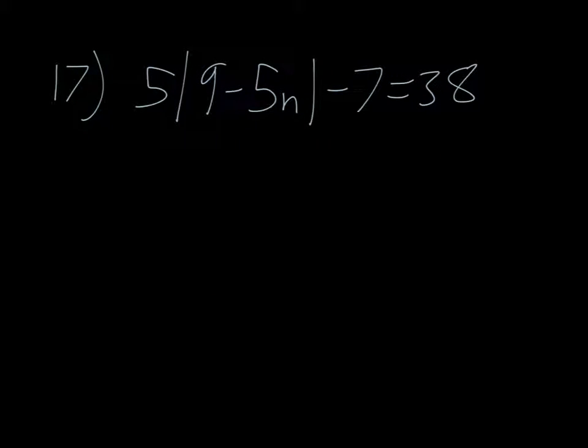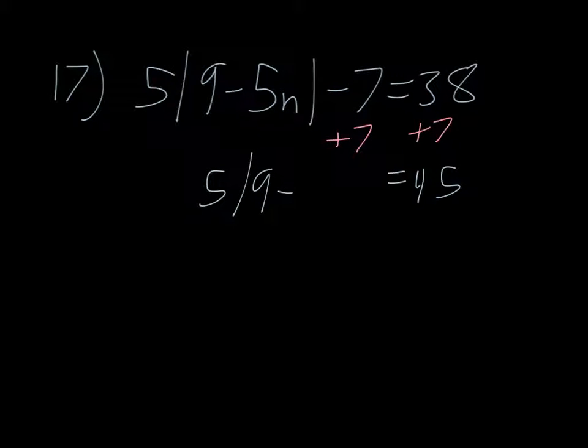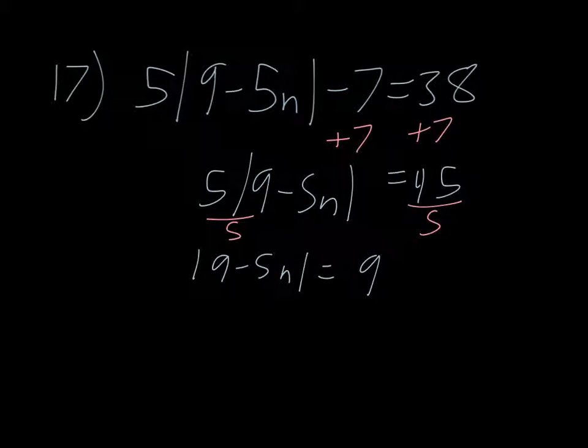Okay, this one we need to get the absolute value bars by itself. I'm going to add 7 to both sides. That gives me 45. Bring everything else down. Now I'm going to divide by 5. And that's going to give me the absolute value of 9 minus 5n is equal to 9. And now this is the part where it splits into two problems. 9 minus 5n is going to equal 9, and 9 minus 5n is going to equal negative 9.